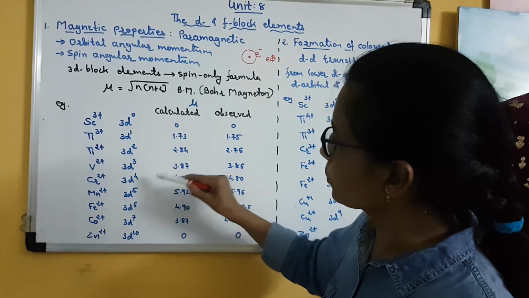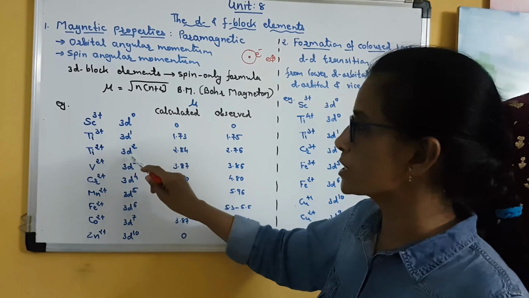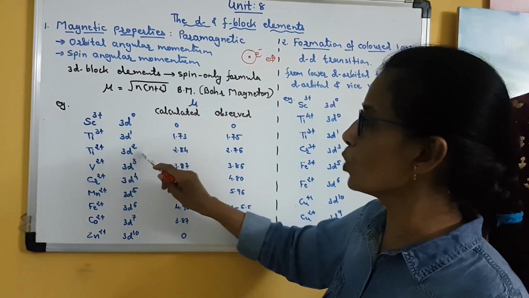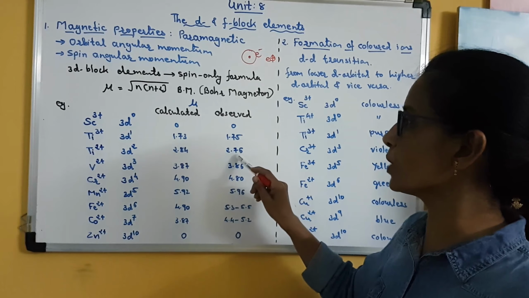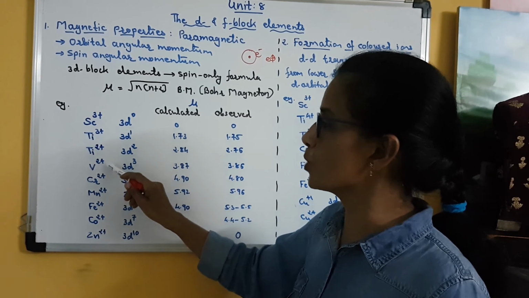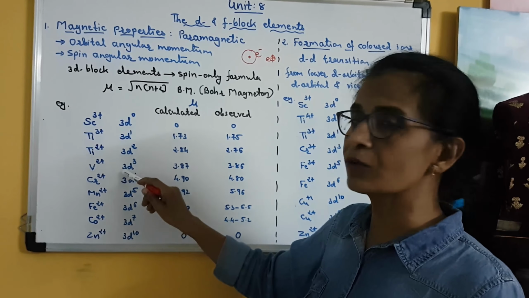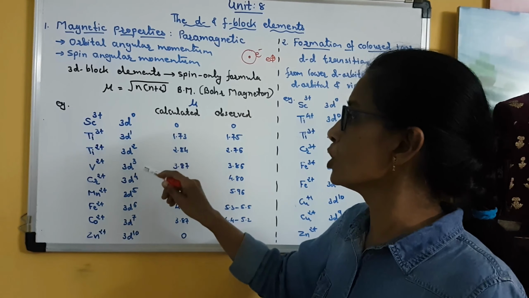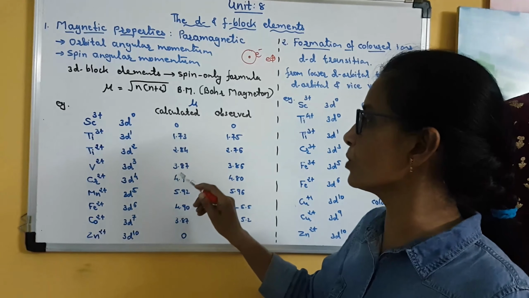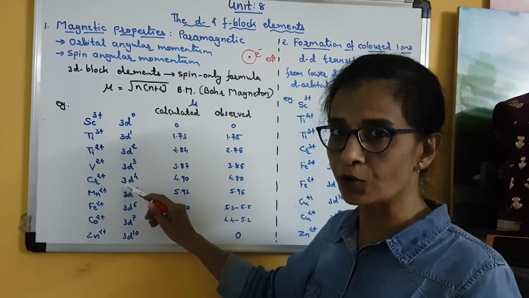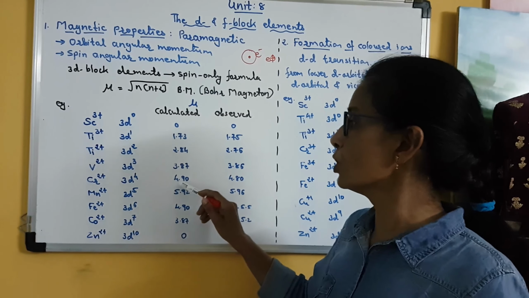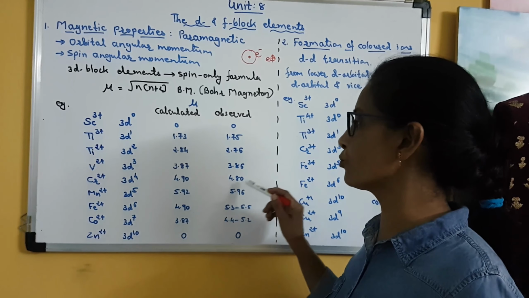Okay, now one by one you can see Ti2+ ion. Its configuration is 3d2. So there are two unpaired electrons, and so the magnetic moment is 2.84. Observed one is 2.76. V2+, vanadium 2+ ion, the configuration is 3d3, which means 3 unpaired electrons are present in 3d orbital. So substituting n equal to 3 in this formula, we get 3.87. This is the calculated value and this is the observed value. Then Cr2+, it is 3d4, means 4 unpaired electrons. So n is equal to 4, so 4.90 and 4.80.